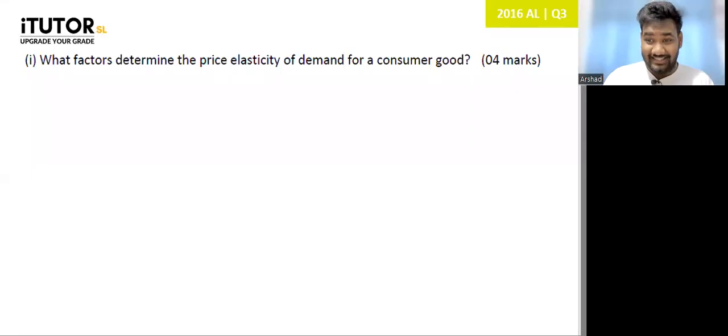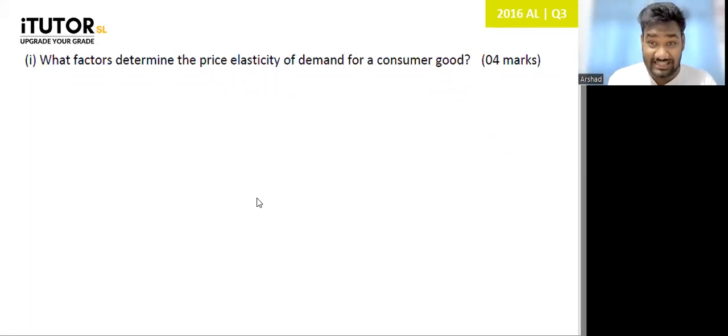Okay, right. We'll start with the 2016 one. Okay, so we'll see if we can finish 2016, 17 today. I think we can. Okay, we'll see how it goes. Right. So starting with 2016 A level question number 3.